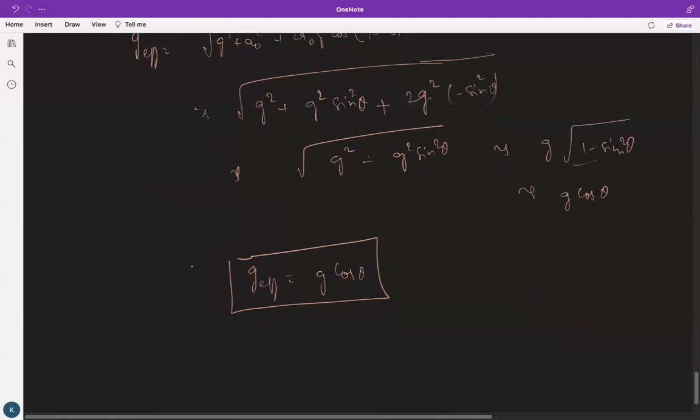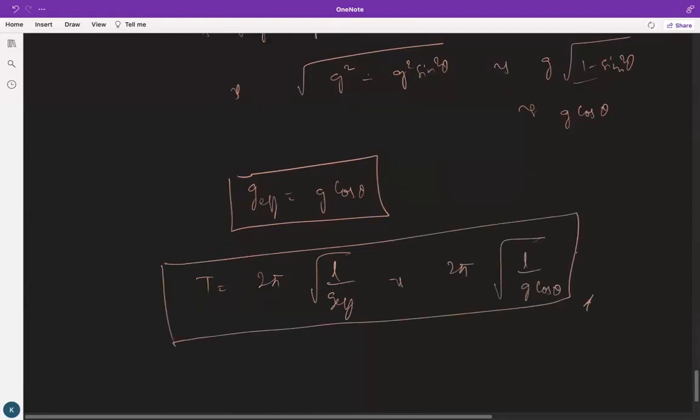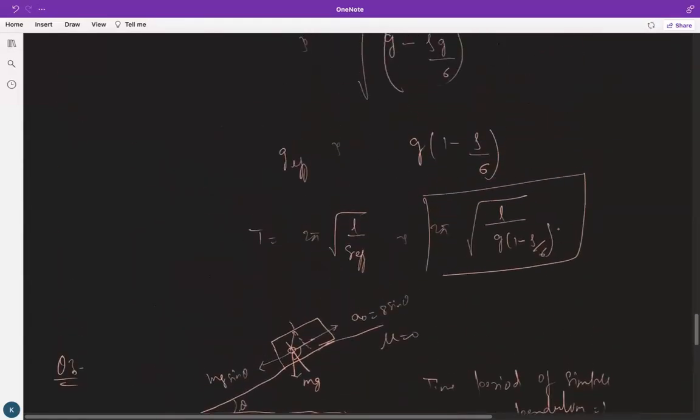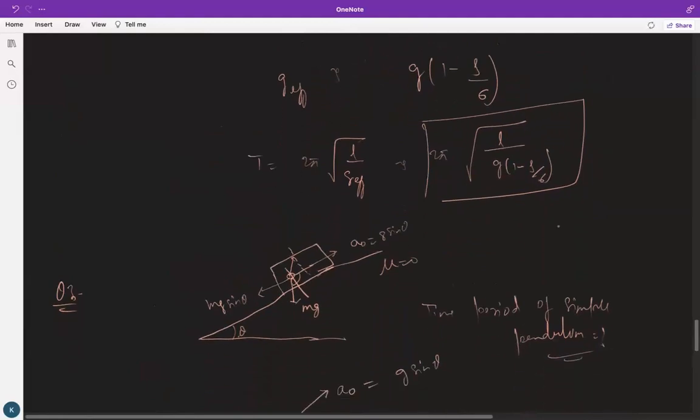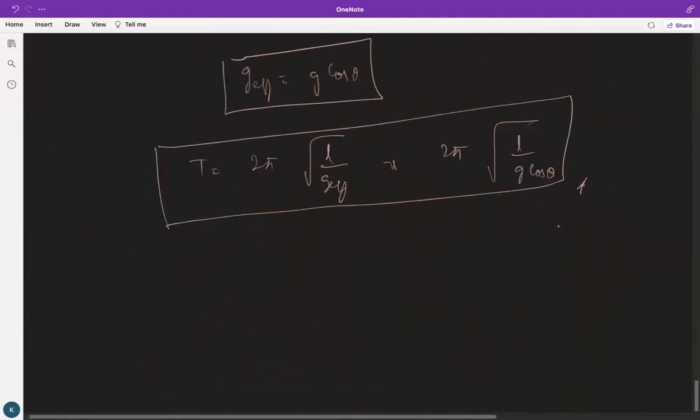So our time period is nothing but 2 pi root under L by G effective. So it is equal to 2 pi root under L by G cos theta. So this is our time period when our simple pendulum is hanging on the ceiling of the inclined wedge.